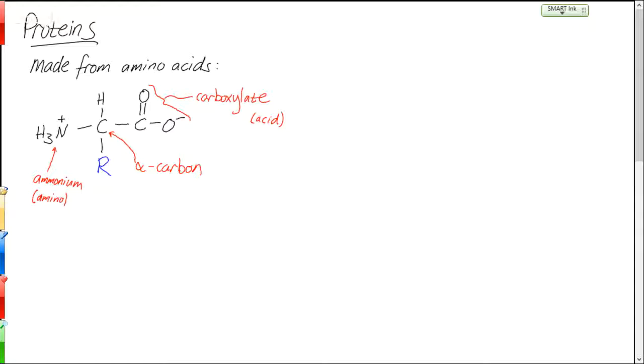Normally when we draw these, we use Fischer projections just like we did with the carbohydrates. So let's draw those. Here's our carboxylate up here. And we usually put the R group underneath. If the R group is a CH3, that makes this alanine. And then the stereochemistry is given by where the amine is in this situation. So the amino part would be over here, and the hydrogen would be over here.